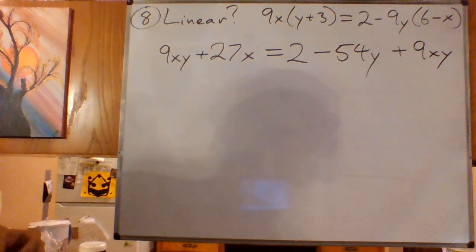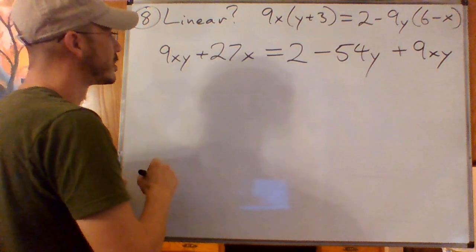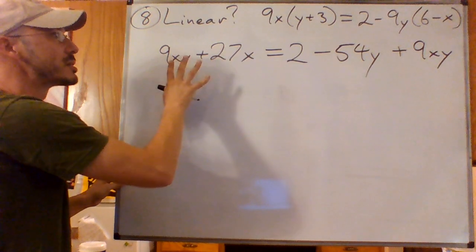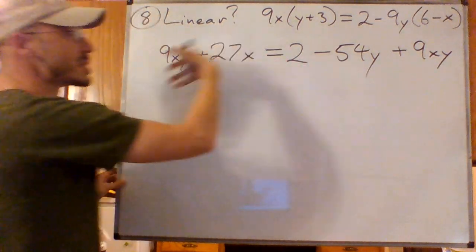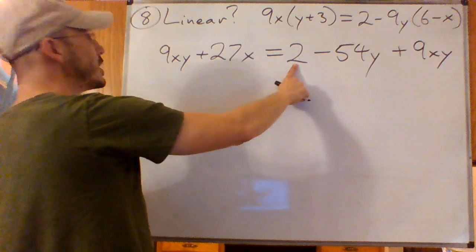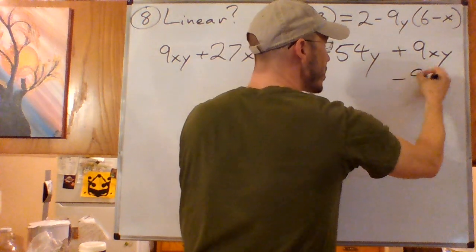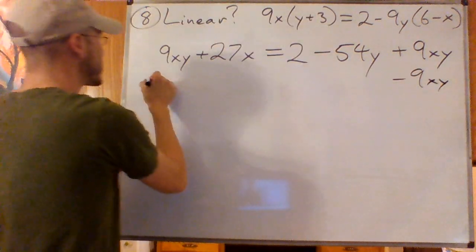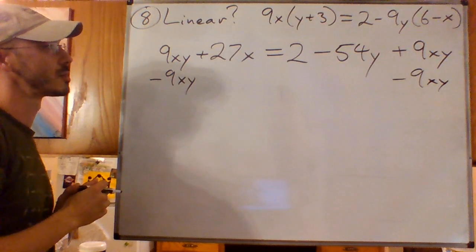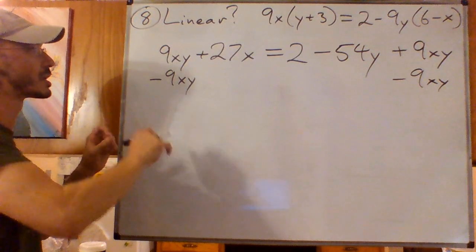Now I'm going to try and combine like terms. There's no like terms over here and there's no like terms over here, but I do want to get the variables on the left and the number on the right. There's the number. It's the only number here. Here's some variables. Here's some variables. Let's start with subtracting 9xy from both sides. You could also add the 54y to both sides, but I'm going to do one at a time.